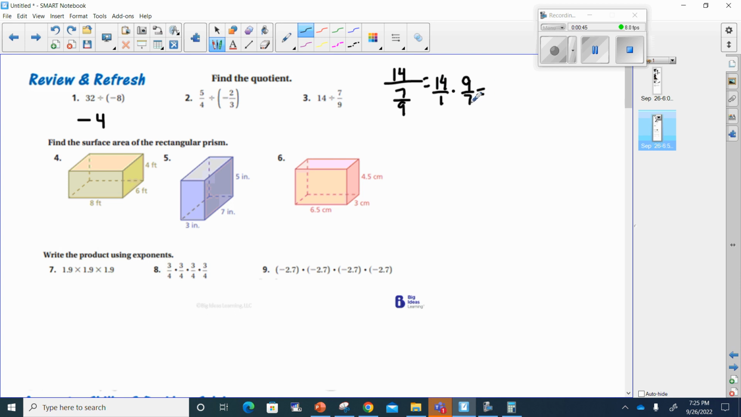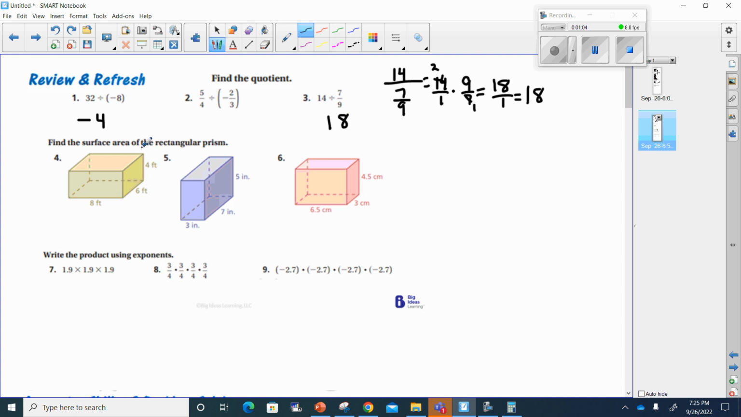I know 14 and 7 are both divisible by 7. 7 divided by 7 is 1. 14 divided by 7 is 2. So now I can say 2 times 9 is 18. And 1 times 1 is 1. And anything over 1 is itself. So this is going to be 18.